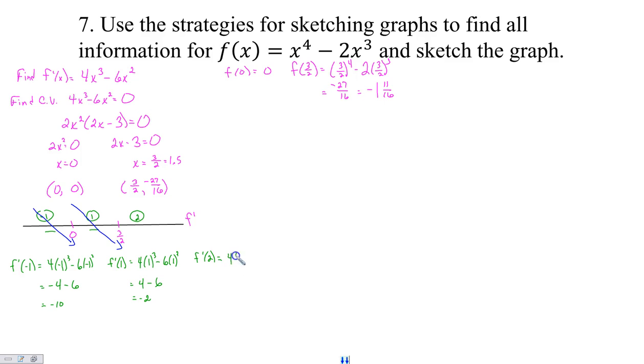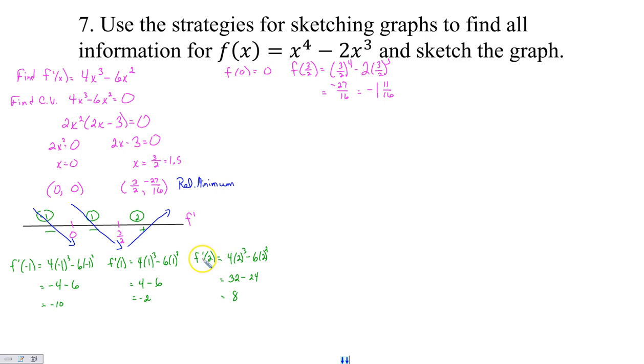And so I'm going to have 4 times 2 to the third power minus 6 times 2 squared. And so this is going to give me 4 times 8, which is 32, minus 6 times 4, so that's going to be 24. Once again, it doesn't really matter what the actual value is, but it is positive, and so that tells me that my function starts to increase. So there is a change here at 3/2. So at the point 3/2, negative 27/16, I am going to have a relative, hopefully you said minimum, because it changes from decreasing to increasing.